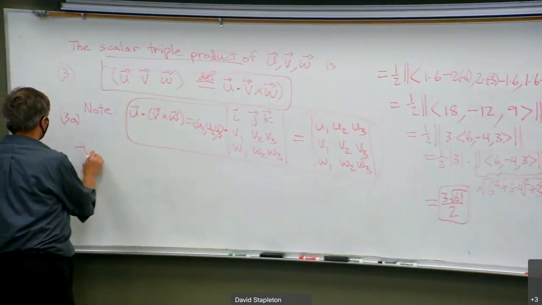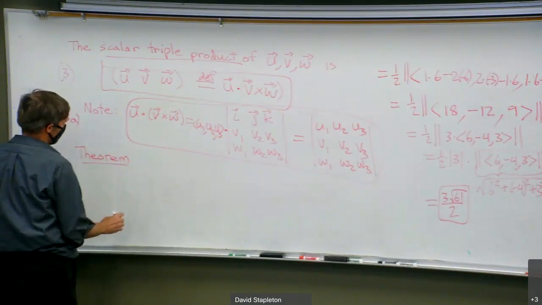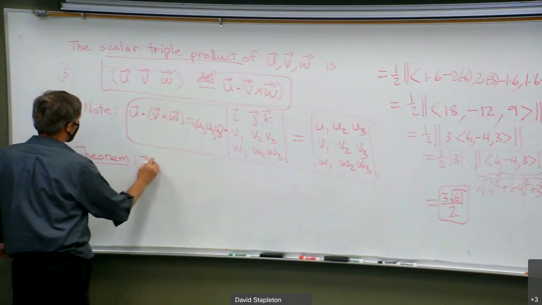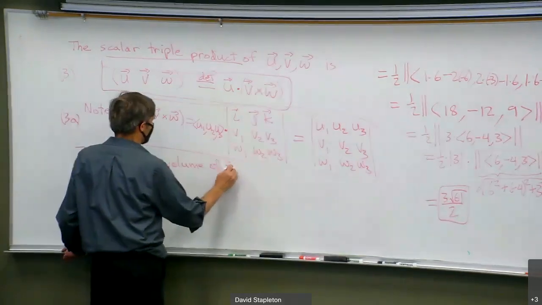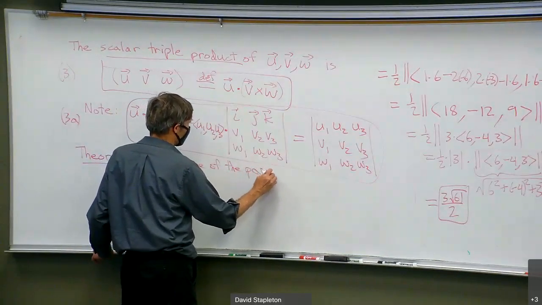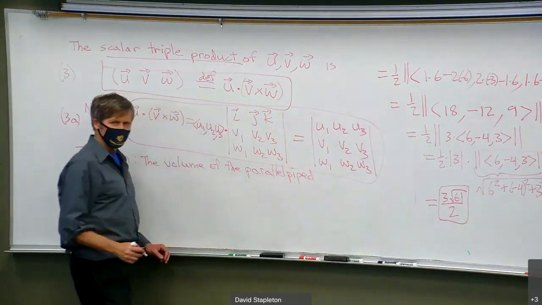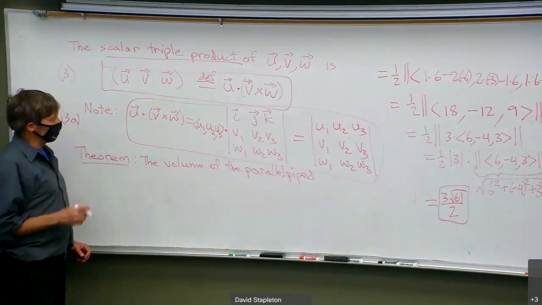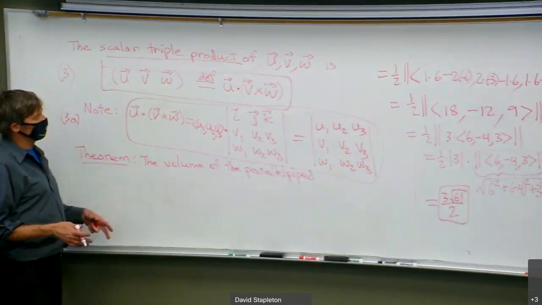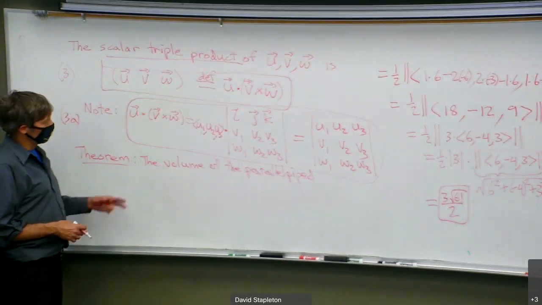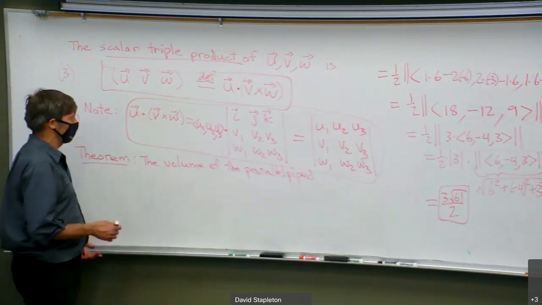Here's the theorem that says this has useful applications. There's more than this actually, but the volume in free space of the parallelepiped. A parallelepiped is a six-sided figure whose sides are polygons that are parallelograms. So it's got six parallelogram sides in three-dimensional space like this.